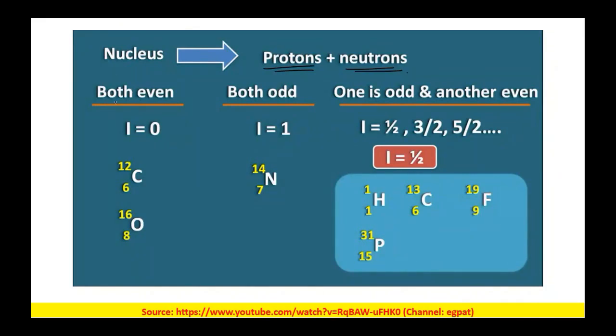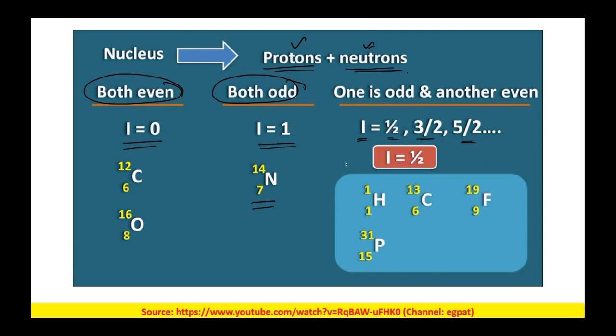When both the protons and the neutrons in the nucleus are even, we have I equals 0, like C12 and O16. Then if both are odd, we have I equals 1, and the example is C14 and N7. And lastly, if one is odd and the other is even, that gives rise to I equals half, 3/2, 5/2, and so on.